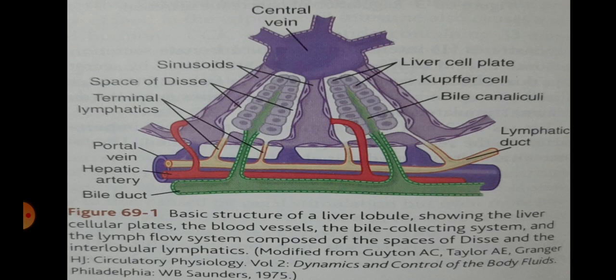This is figure 69.1 showing the basic structure of a liver lobule, showing the liver cellular plates, the blood vessels, the bile collecting system, and the lymph flow system, composed of the spaces of Disse and the interlobular lymphatics. In addition to hepatic cells, the venous sinusoids are lined by two other cell types, namely 1. typical endothelial cells, and 2. the large Kupffer cells.